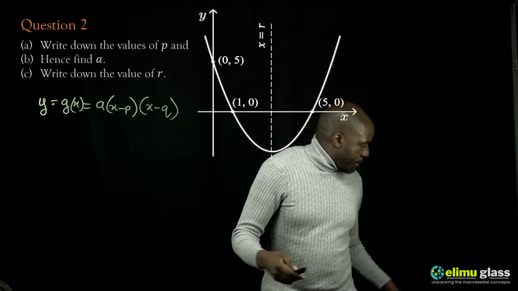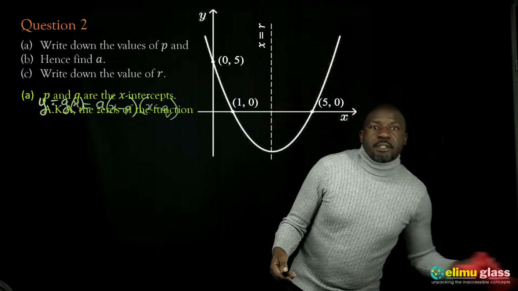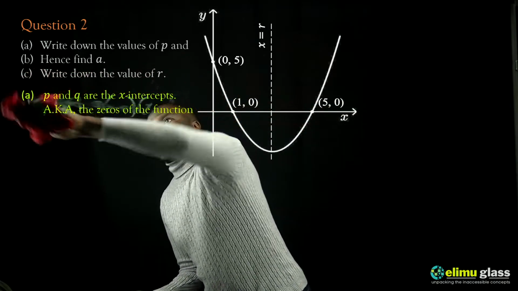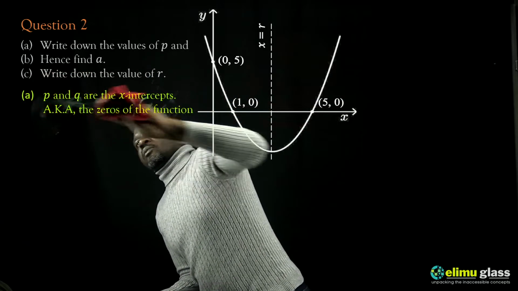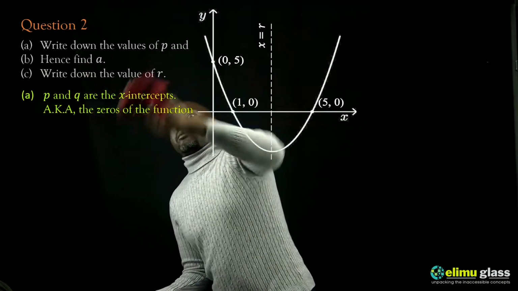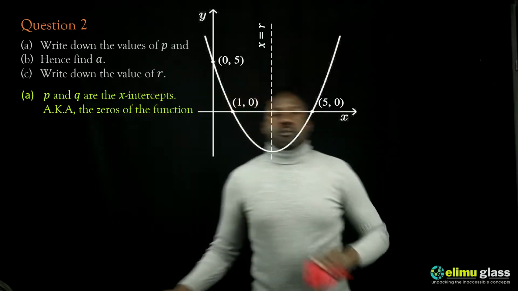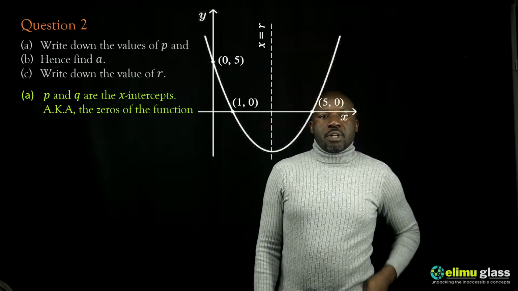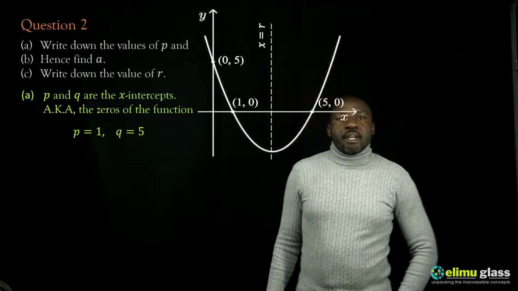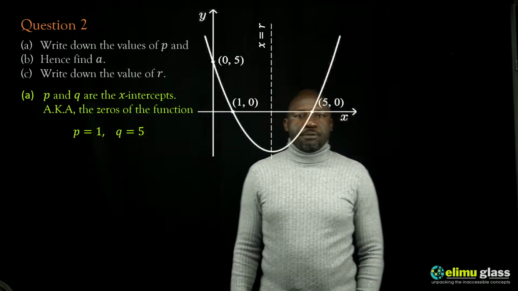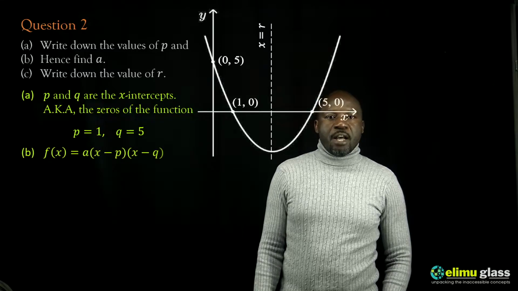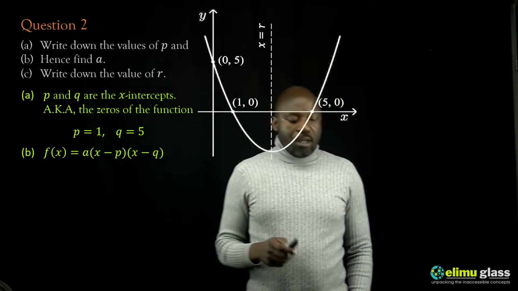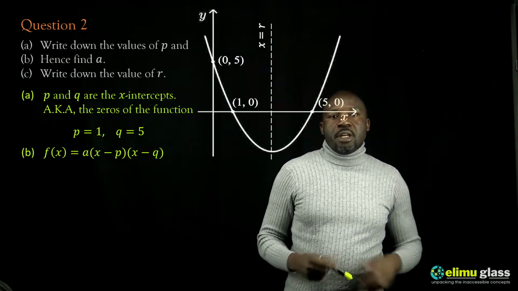Right, so p and q are the x-intercepts, also known as the zeros of the function, and therefore p has to be 1 and q has to be 5. Okay, part B, hence find the value of a in that function that we wrote down.